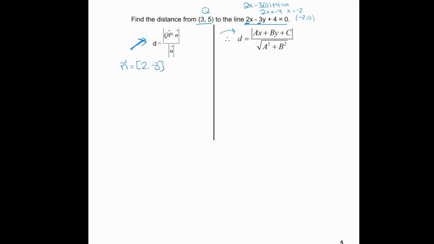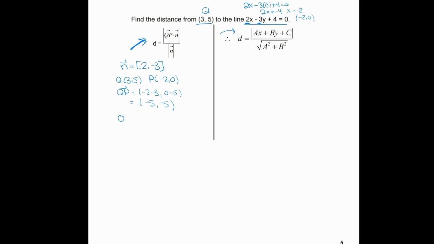Now I need to figure out this QP. Well, I have a point Q, now I have a point P. So if my point Q is (3, 5) and my point P that's on the line is (-2, 0), then I can get QP by taking P minus Q. So I get -2 minus 3 and 0 minus 5. So this is equal to (-5, -5). Now I have everything I need to do the dot product.